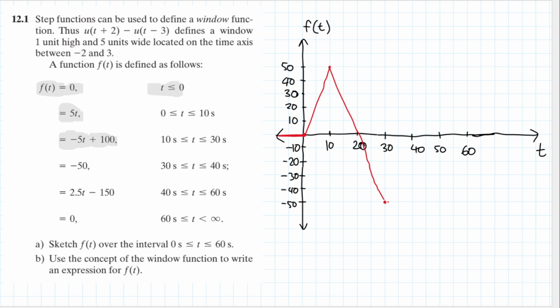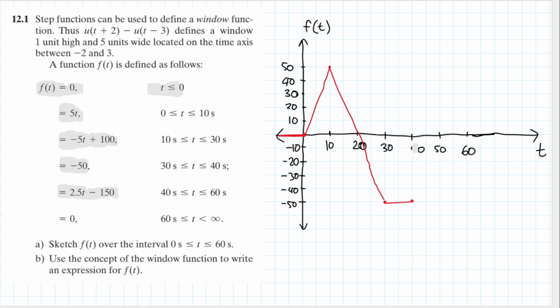And then for 30 until 40, it is a constant. So we will have minus 50. Okay, so minus 50 is here. So when it is 40, it is still minus 50. So we will have a line here. Okay, that's good. Now let's see when it is 40 until 60.